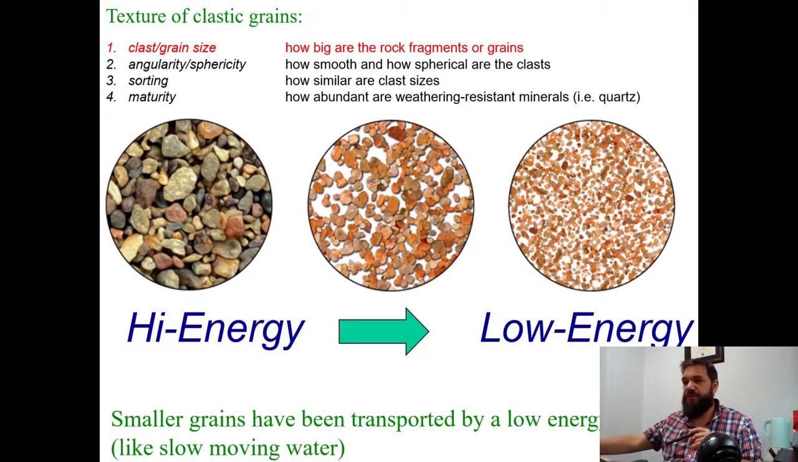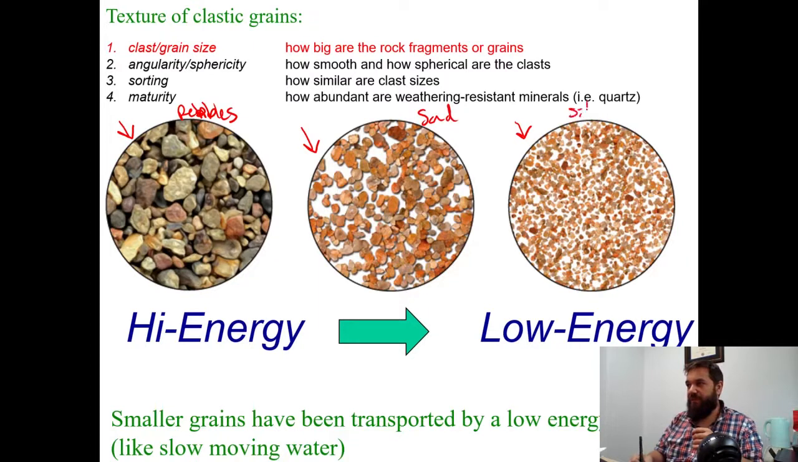So the first thing is the grain size. Remember, we can have really fine grained material, okay, so really fine grained particles, medium grains, or coarse grains, right? So this is maybe stuff like pebbles or cobbles. This is stuff like sand. Maybe this is stuff like silt or even clay, okay? What that tells us about is the energy of the environment.